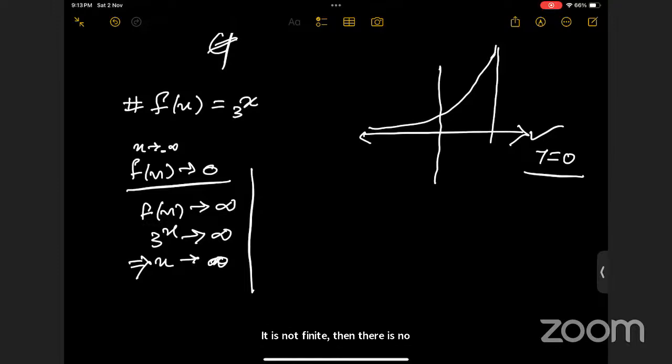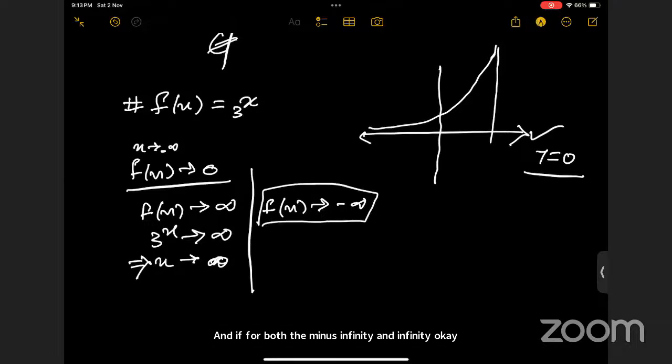Okay, ma'am. And we have to check for both minus infinity and infinity. This is clearly not possible, right? So for this 3 power x, there is no vertical asymptote.